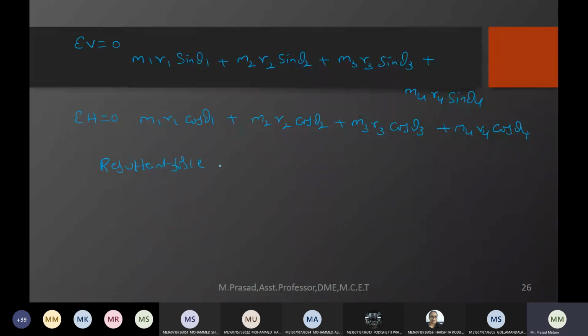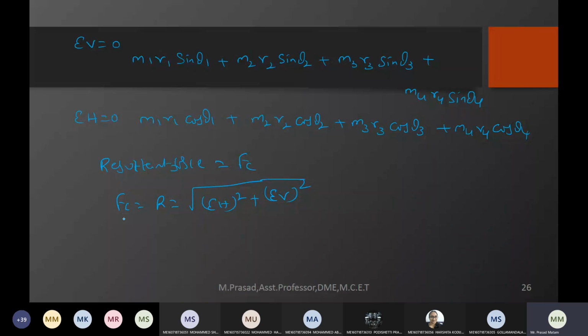Resultant force is nothing but my centrifugal force Fc. Okay, I can get Fc equals the resultant force, root of the sum of all the horizontal forces squared plus the sum of all the vertical forces squared. Got it? The resultant of all these forces gives me the centrifugal force Fc value.